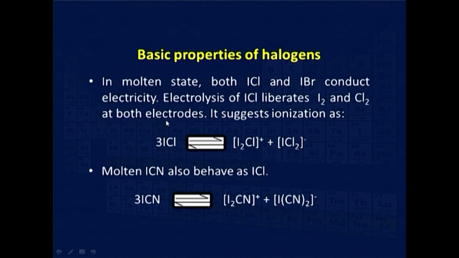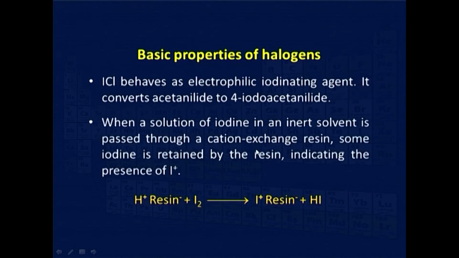In the molten state, both iodine chloride and iodine bromide conduct electricity. Electrolysis of iodine chloride liberates iodine and chlorine at both electrodes. It suggests ionization, as iodine chloride dissociates into I2Cl+ and ICl2-. Molten iodine cyanide also behaves like iodine chloride. This is the way it dissociates. Iodine chloride behaves as an electrophilic iodinating agent. It converts acetanilide to 4-iodoacetanilide.